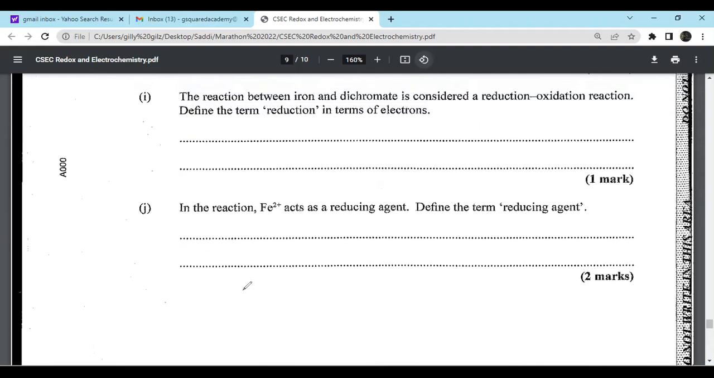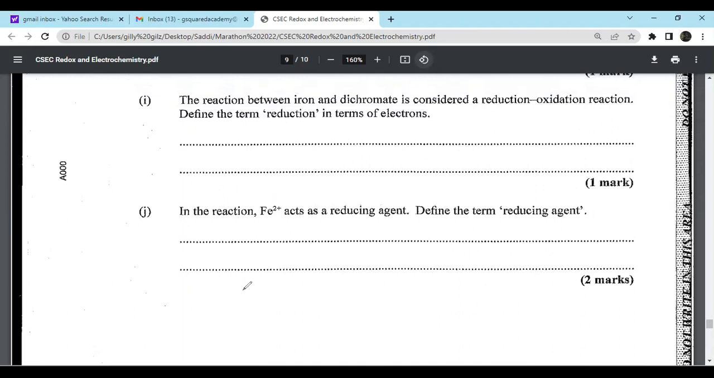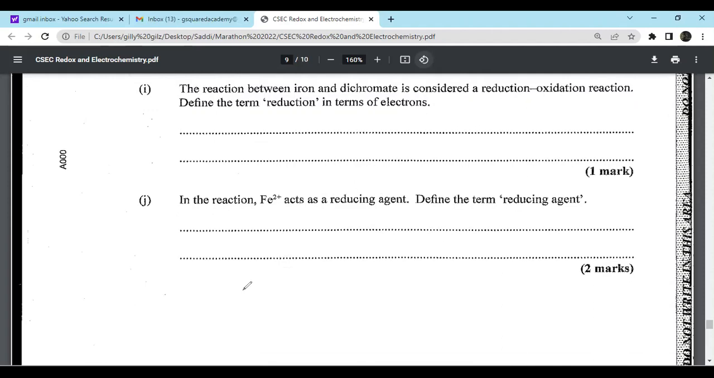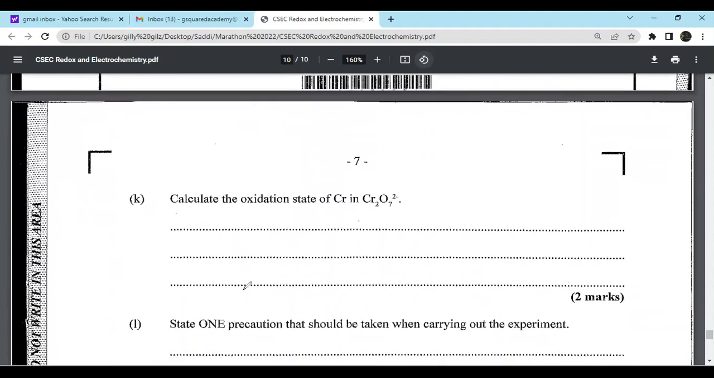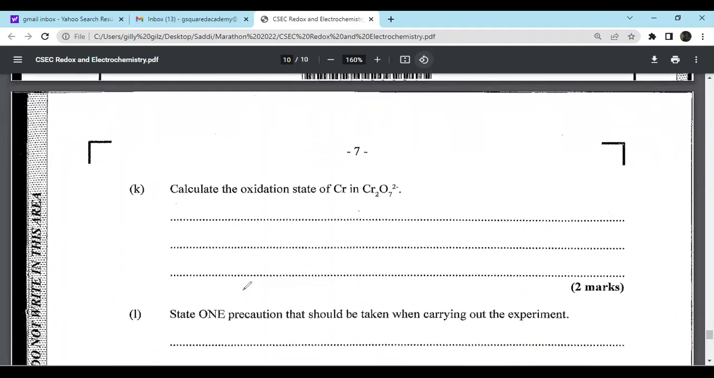In the reaction, iron 2 acts as a reducing agent. Define the term reducing agent. A reducing agent is a species that causes another species to be reduced, by giving electrons to that species. You can add that, but you don't have to. You can simply say a reducing agent is a species that causes another species to be reduced. Full stop.